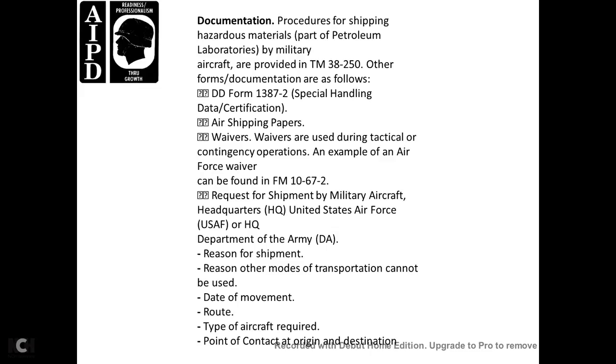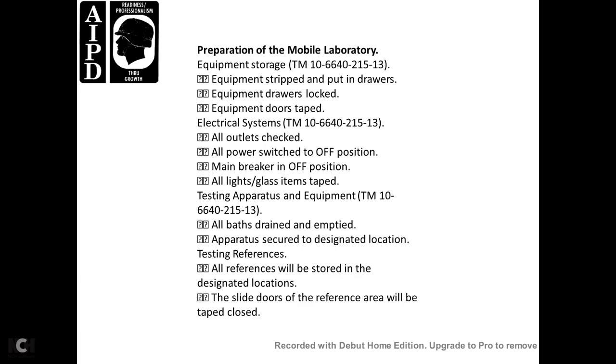For example, the Air Force waivers can be found in Field Manual 1067-2. Requested shipment, military aircraft, headquarters of the United States Air Force, headquarters of the Department of the Army. Reason for shipment, reason why other modes of transportation cannot be used, the date of the movement, route, type of aircraft, required point of contact, or origination designation.